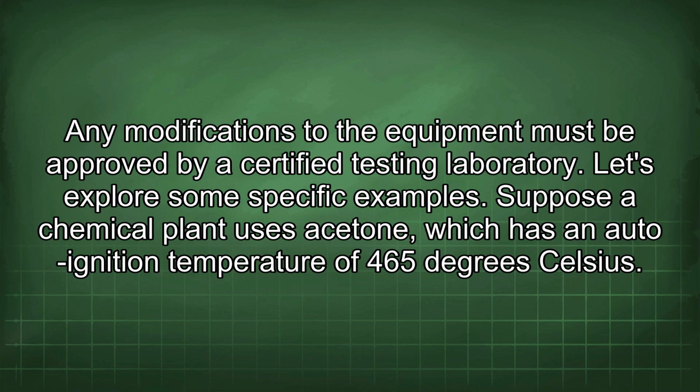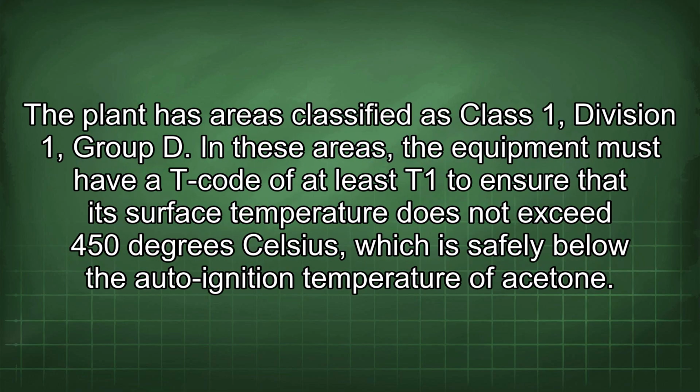Let's explore some specific examples. Suppose a chemical plant uses acetone, which has an auto-ignition temperature of 465 degrees Celsius. The plant has areas classified as Class 1, Division 1, Group D. In these areas, the equipment must have a T-code of at least T1 to ensure that its surface temperature does not exceed 450 degrees Celsius, which is safely below the auto-ignition temperature of acetone.